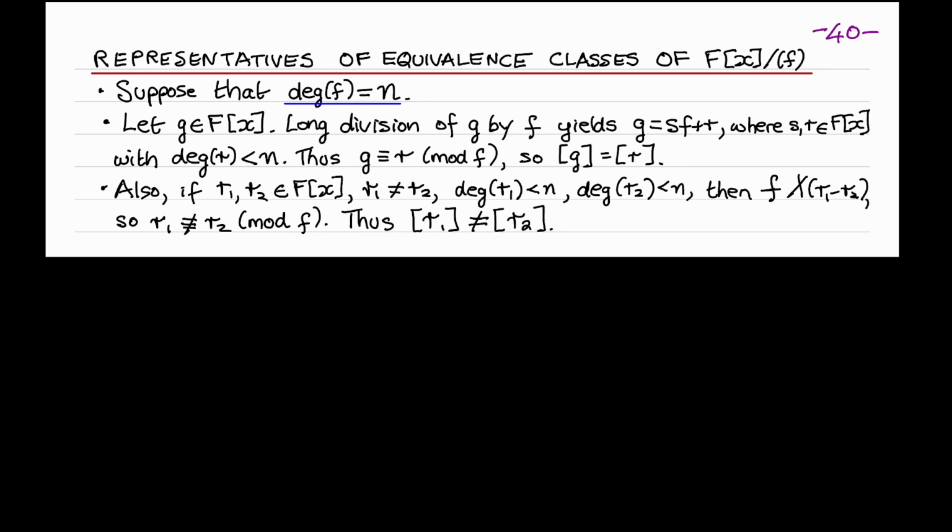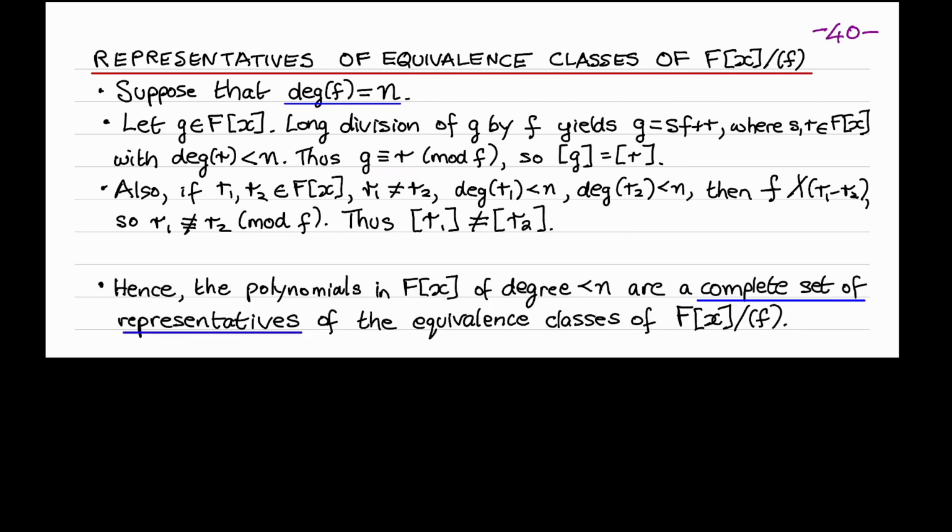So to recap, every equivalence class of polynomials can be represented by a remainder polynomial. And on the other hand, any two remainder polynomials that are different represent different equivalence classes. Thus, we see that the polynomials over the field F of degree less than n are a complete set of representatives of the equivalence classes in the polynomial ring.